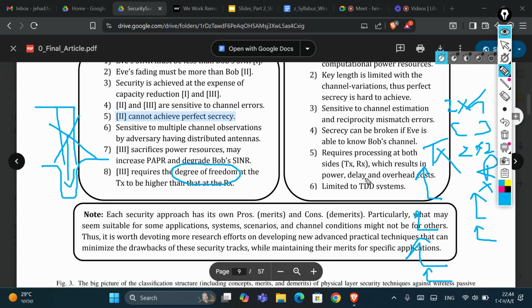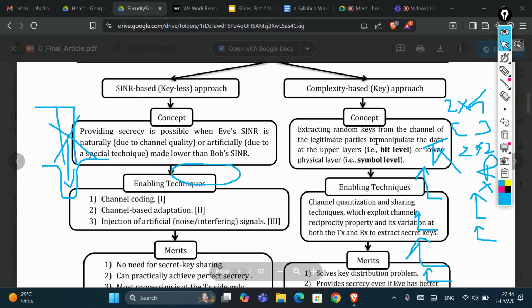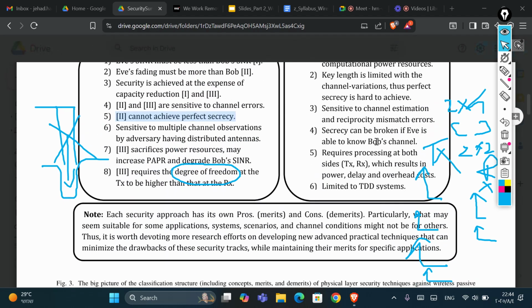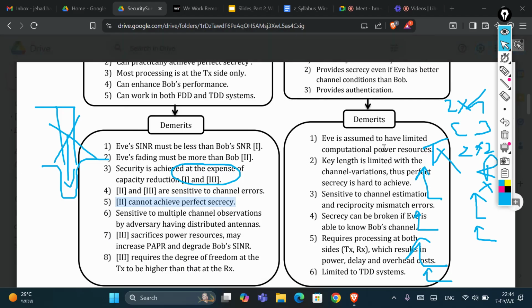That's the last demerit related to the keyless physical layer security approach. In the next lecture, we will continue talking about the other category, which is called the complexity-based key approach, and explain all the technical terms and all the technical details one by one, so that everybody can understand them fully and be able to develop new techniques based on the fundamental understanding of these concepts.